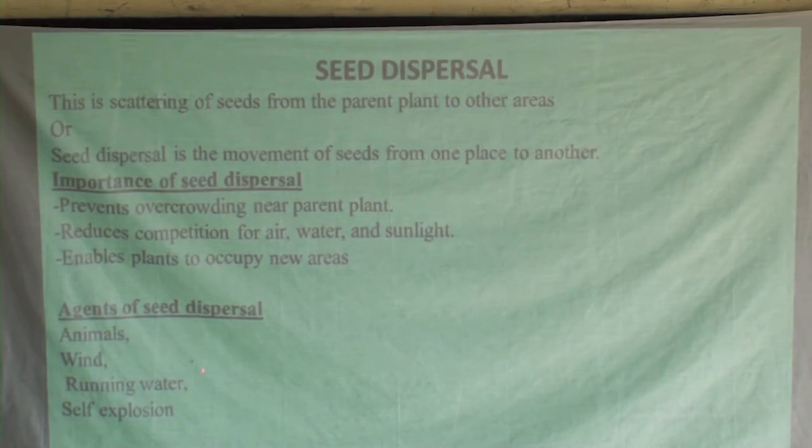Then talk of running water. We said running water can simply move seeds, like those plants which grow near lake shores, talk of the coconut seeds. And then lastly, self-explosion, which happens in leguminous plants. These plants have pods, and these pods are quite hard. Once they are mature and dry, they develop pressure because of too much heat, and then they explode towards far areas. So this gives us a clear view about self-explosion. Examples of plants are beans, soya beans, peas. Their pods can easily explode and throw seeds far, and this is simply called self-explosion.